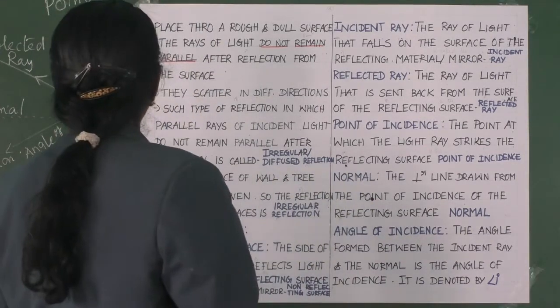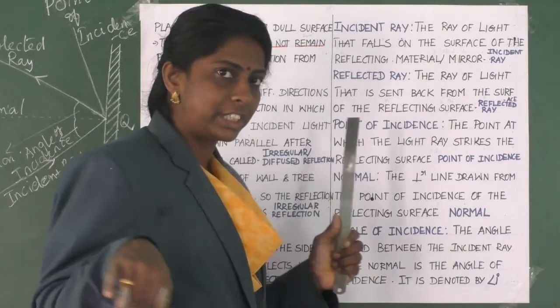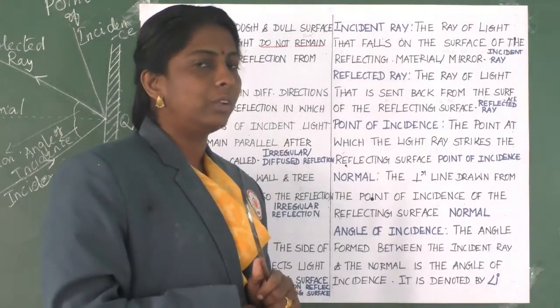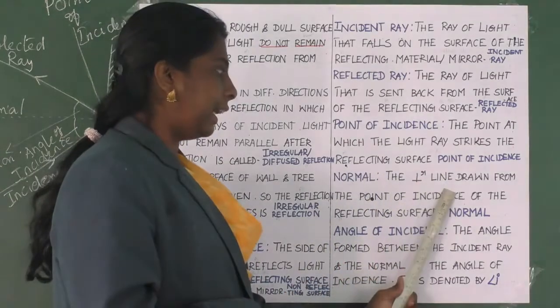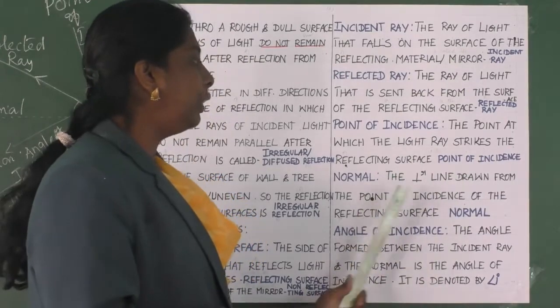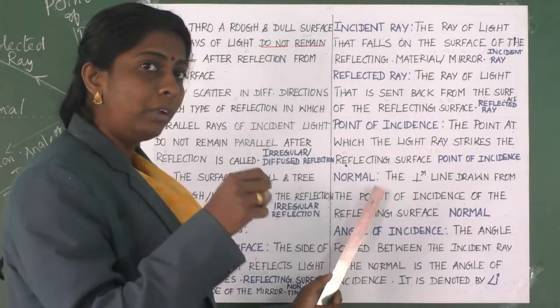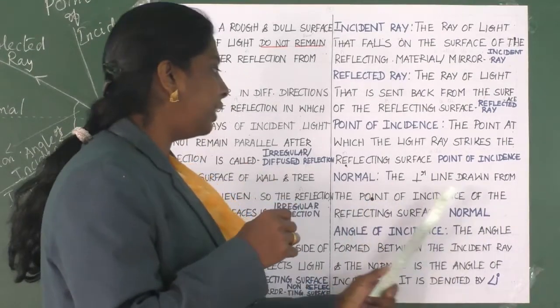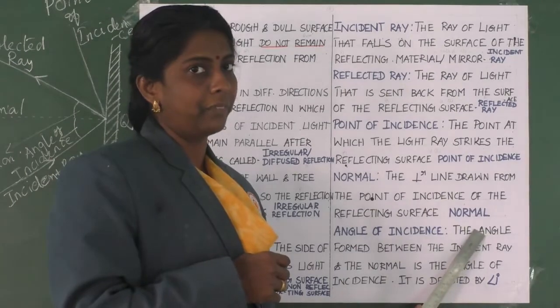Next is the normal. In the middle you can see a dotted straight line. That is the normal. What do you mean by normal? The perpendicular line drawn from the point of incidence on the reflecting surface is the normal.